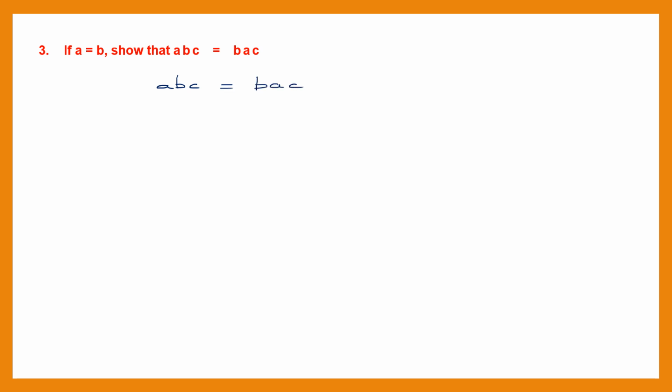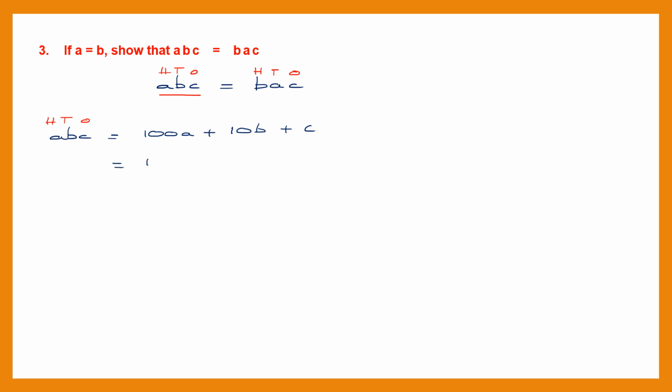So ABC, this is ones, tens and hundreds. Here also ones, tens and hundreds. So first let's take ABC. Since it is ones, tens and hundreds, I can write this as 100A because A is in the hundreds place, plus B is in the tens place, so I can say 10B plus C.